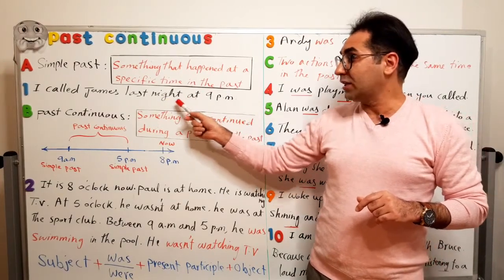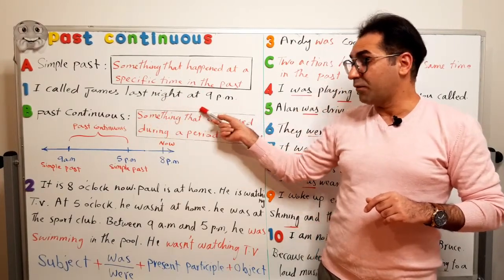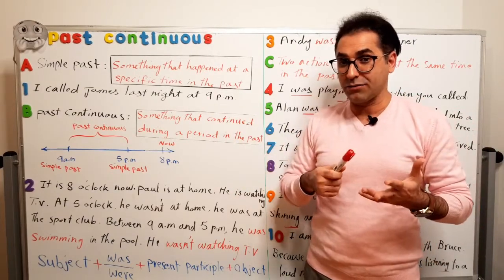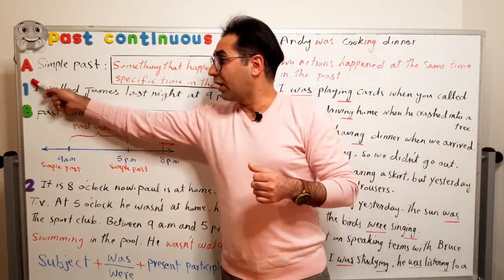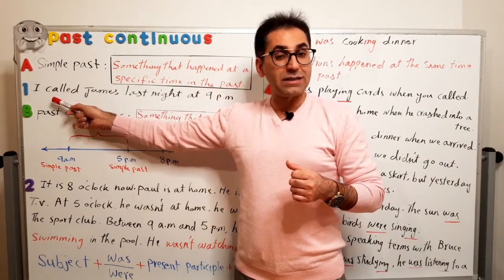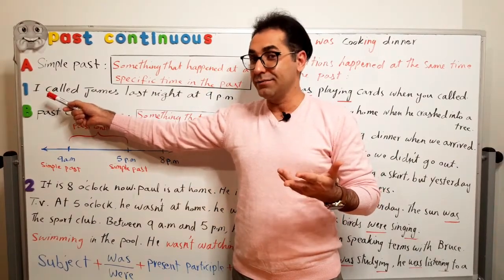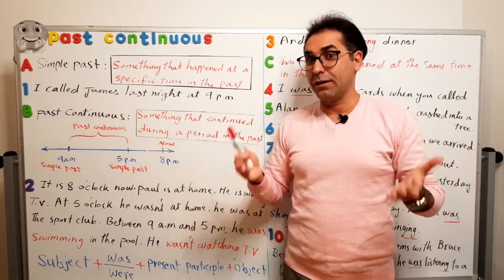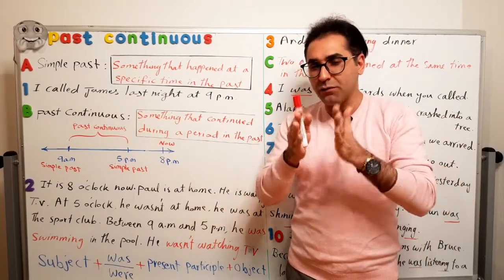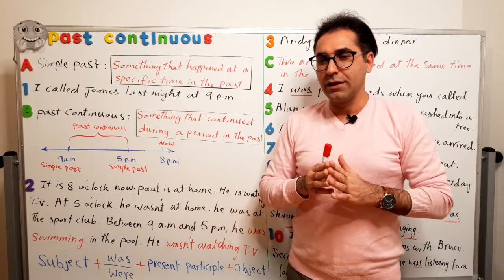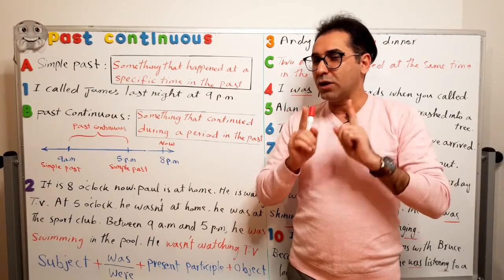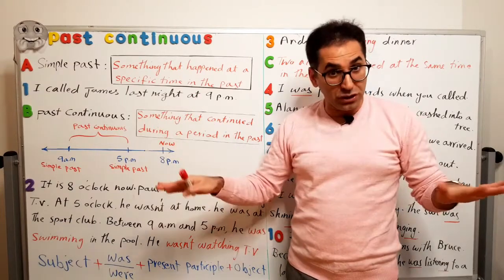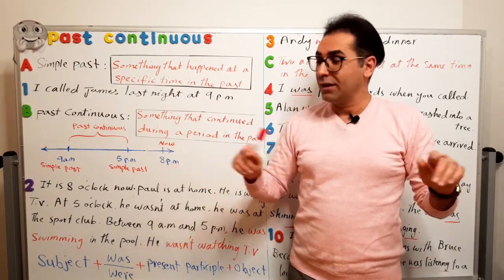So as you can see here, last night, 9 p.m. is about the time in the past, right? So we have subject, I, then verb in the past, call plus ed. I called. When? Last night at 9 p.m. So it is a specific time in the past. So you have done an action that happened in the past and finished in the past, right?